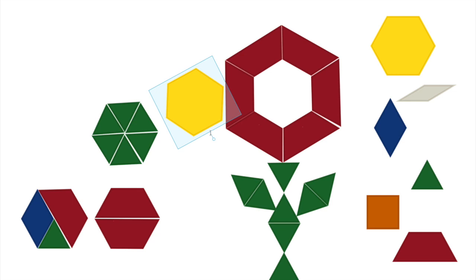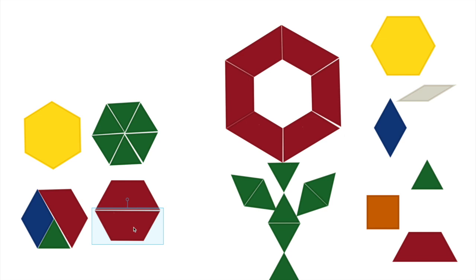But we know that Dave does not have any hexagons left, so we have to make our own. So here are some examples I created. You could probably come up with more too. I put two trapezoids together. That makes a hexagon. I put six triangles together. That makes a hexagon. I also did one triangle, one rhombus, and one trapezoid. That also makes a hexagon.